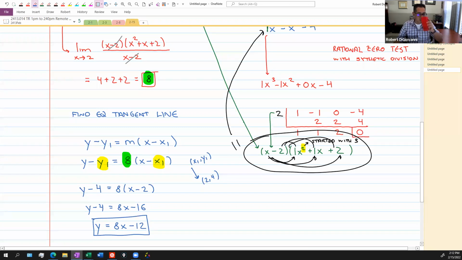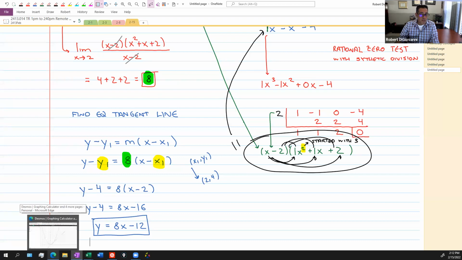Questions on what I did there? Do you all see the distinct difference between me asking you for the slope of the tangent line versus the equation of the tangent line? Well, they're not two different things. You get the slope, great. The equation means you then have to get the point on the graph and put it in there with the slope into that equation.